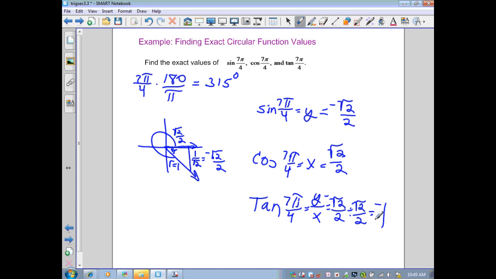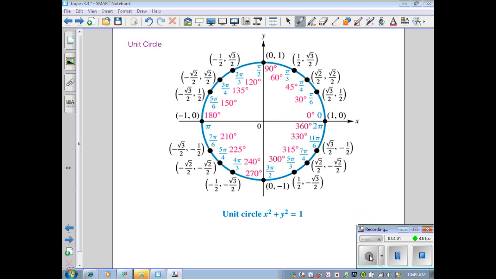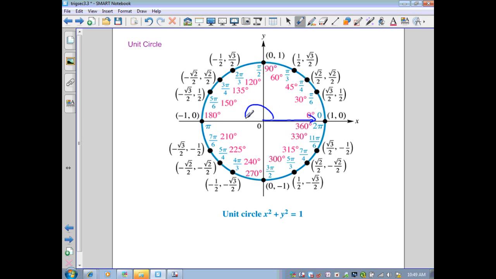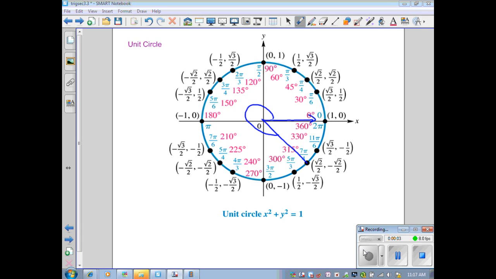therefore my answer for tangent of 7 pi over 4 is equal to negative 1. If I refer back to my unit circle, I can see if I have an initial side of an angle, and then I draw in my 315 degree terminating side of the angle, I end up at 7 pi over 4, which gives me an x value of square root of 2 over 2 and a y value which is negative square root of 2 over 2. Then I can use my definitions of circular functions to find sine, cosine, tangent, or their reciprocal functions.